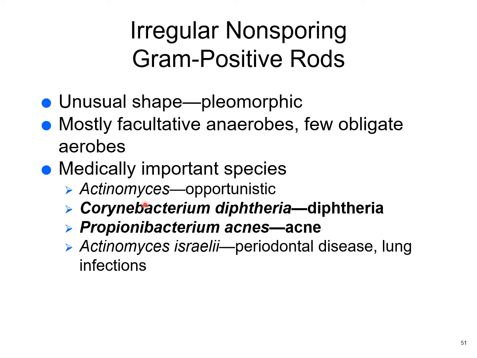Corynebacterium diphtheriae. And it is making a comeback. People aren't getting vaccinated for it like they once did. Propionibacterium acnes. This is impossible, if you have this species name on it, to miss on a multiple choice test. And then this Actinomyces is another thing that causes gum disease, but also lung infections.